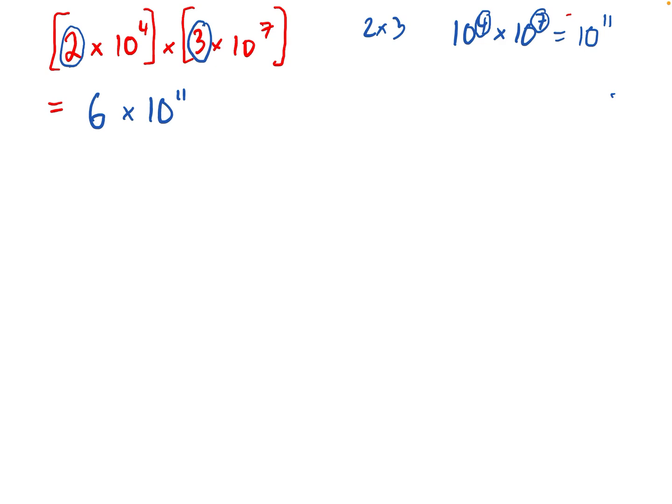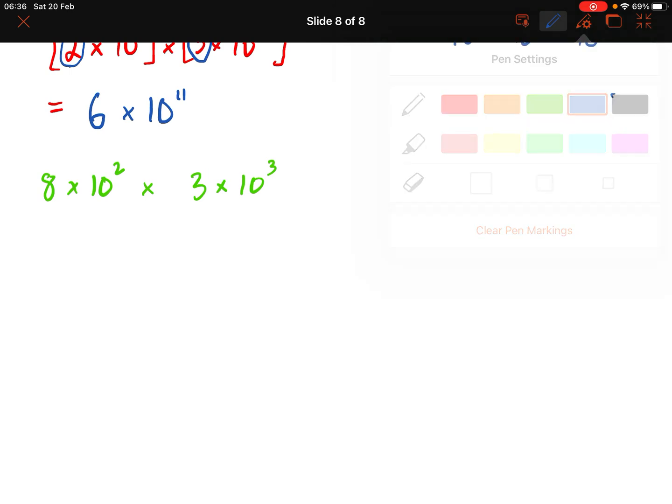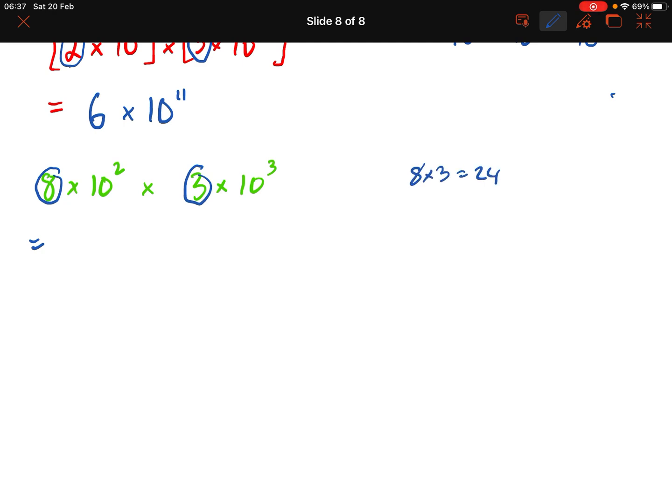Okay? Now, but you've got to be really careful. You might get a question like this. Let's go for 8 times 10 to the power of 2 times 3 times 10 to the power of 3. Again, what I said is you can do 8 times 3. That's easy. 8 times 3 equals 24. So it's going to be 24 times 10 squared times 10 to the 3. That's just 10 to the 5.